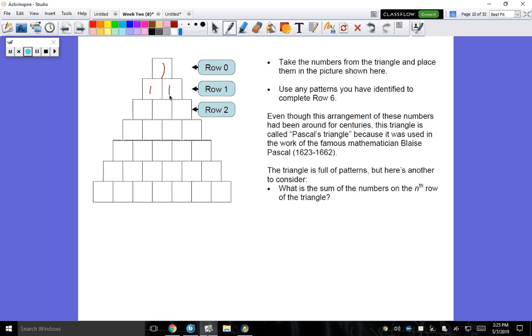Alright, so now let's do this. So we have 1, 1, 1, 1, 1, 1. Add these two, get 2. Add these, get 3 and 3. Add these, what do I get? 4, 6, 4. And then 5, 10, 10, 5. And then 6, 15, 20, 15, and 6.